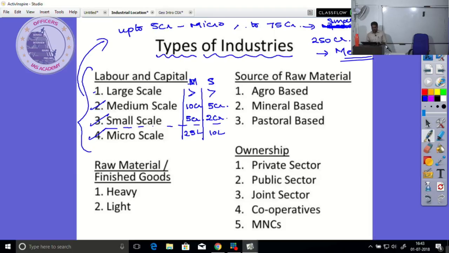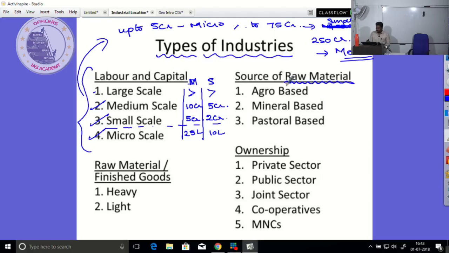Right, sir. Based on the source of raw material, we divide industries into three or four categories, at least three categories I'm bringing in. One, if the raw material is the output or product of agriculture, you call it agro-based industries, only farm outputs.